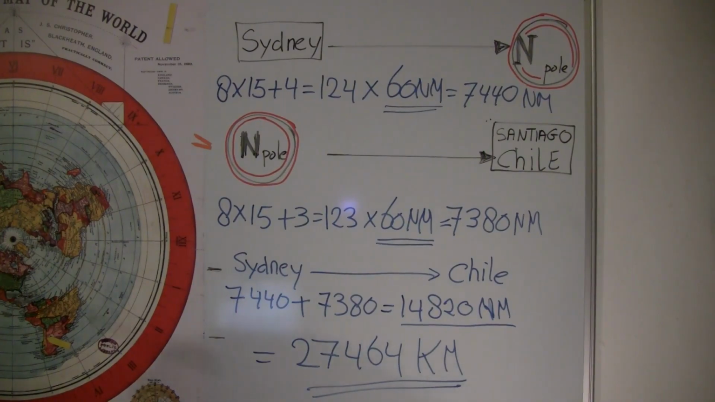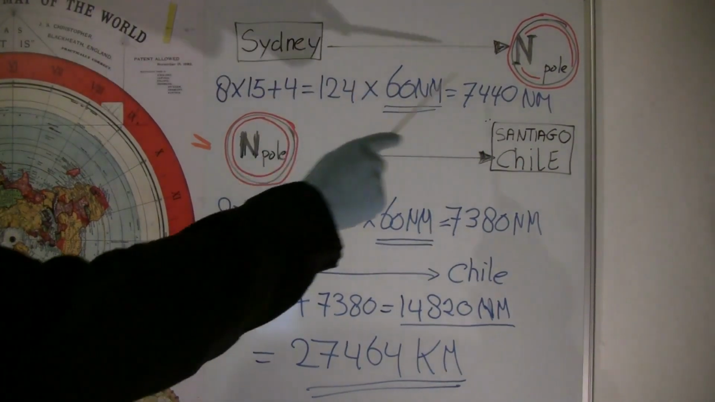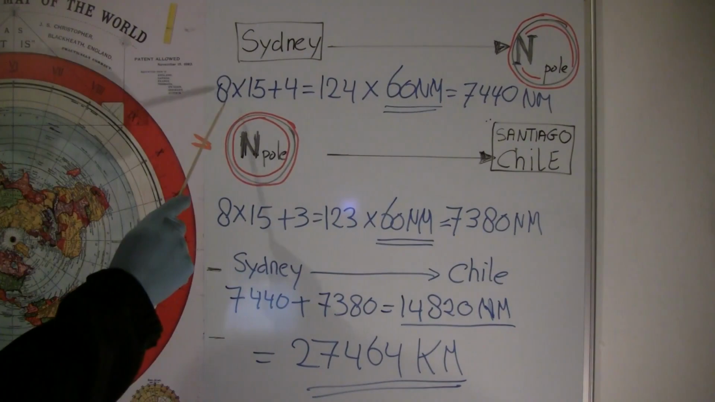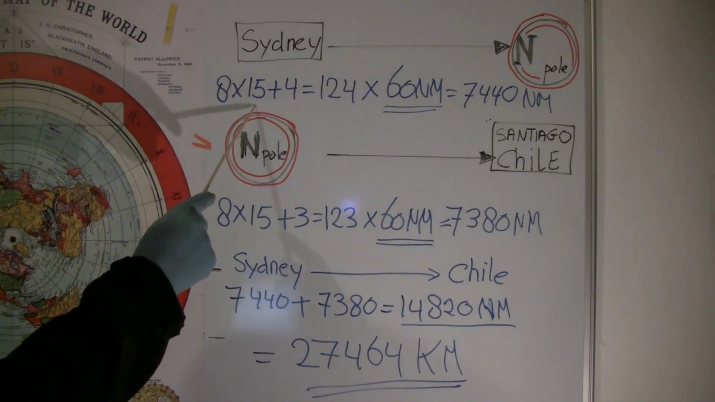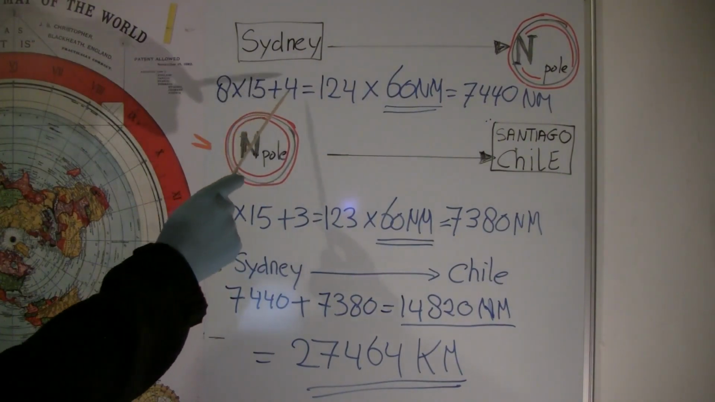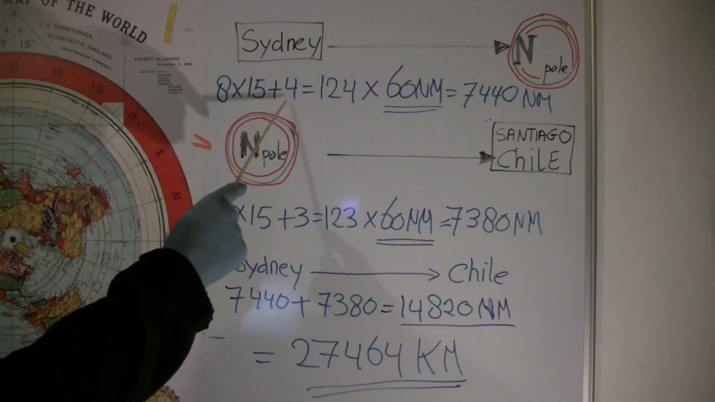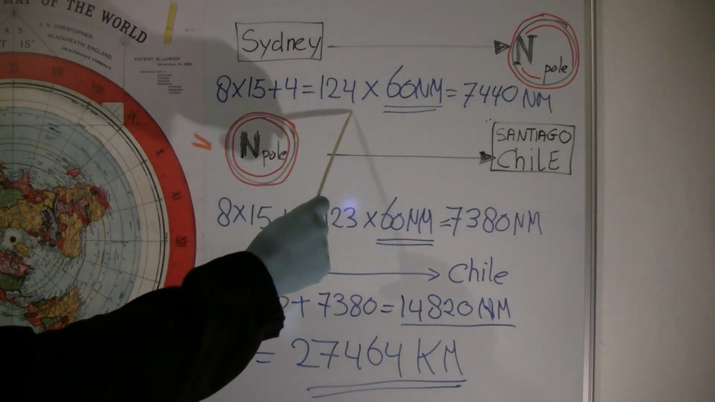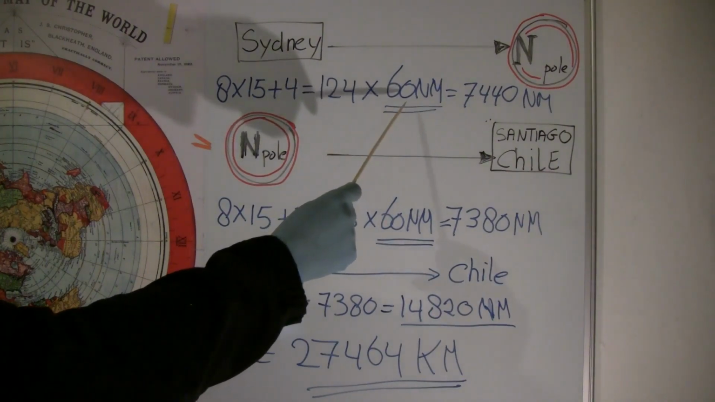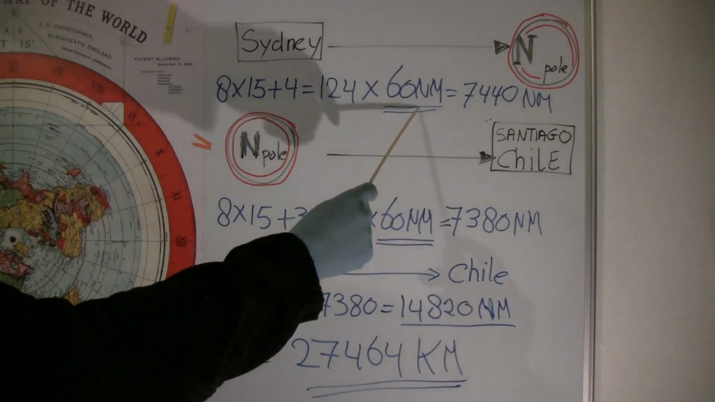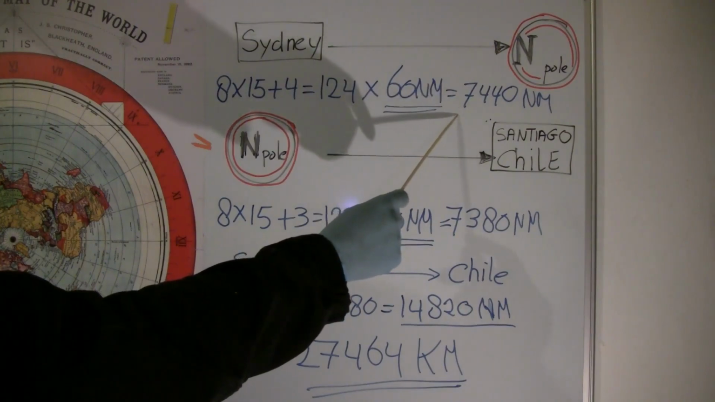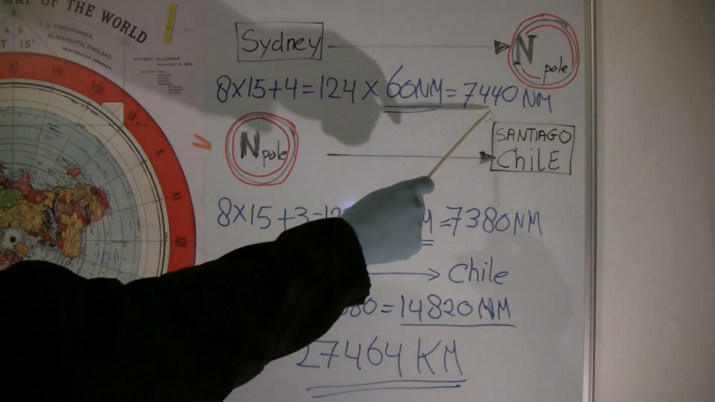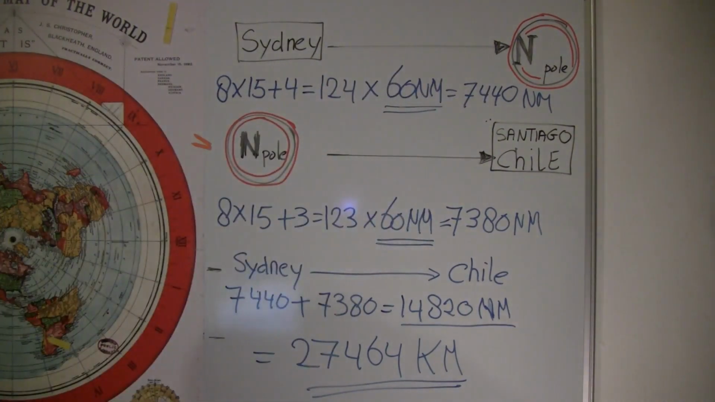It means the distance from Sydney to the North Pole is 8 times 15 degrees for each latitude line plus 4 degrees to reach Sydney. That equals 124 degrees times 60 nautical miles, which makes a total of 7,440 nautical miles.